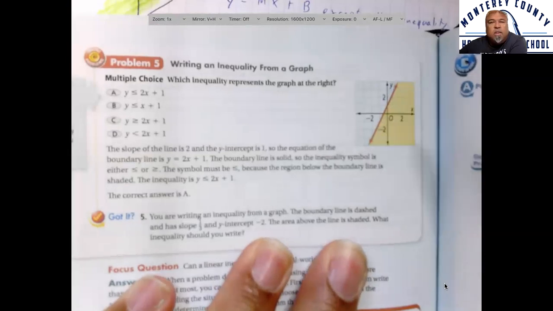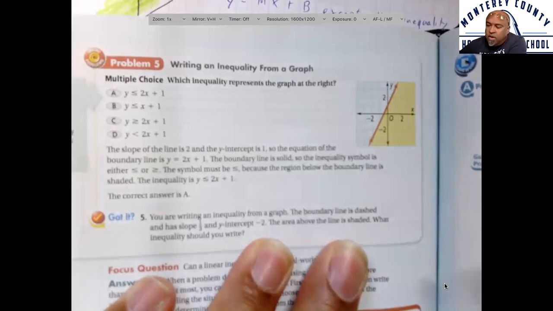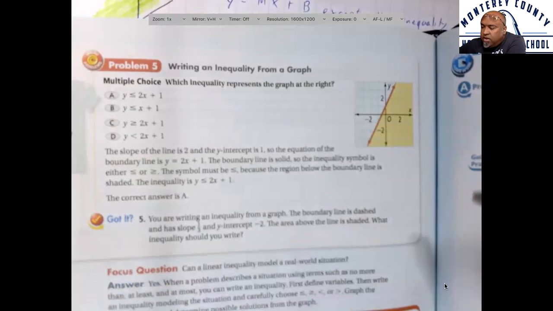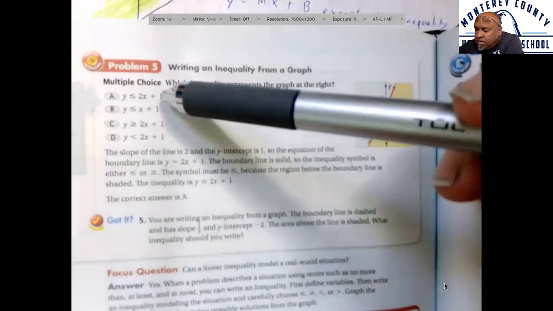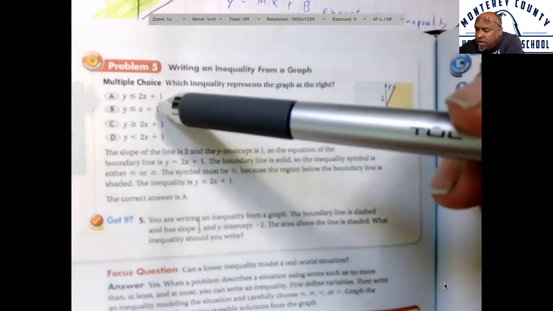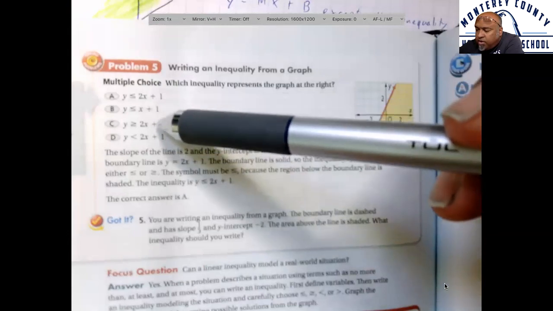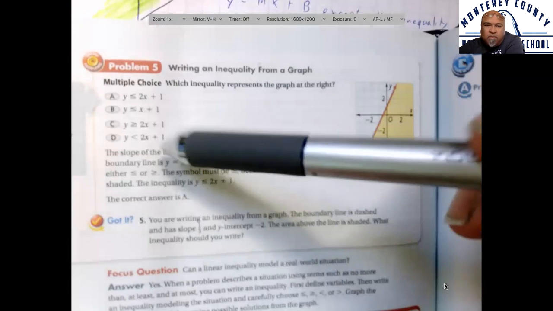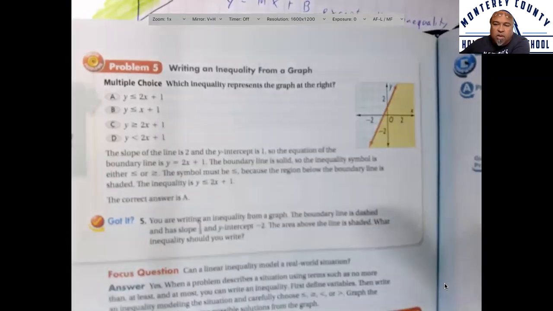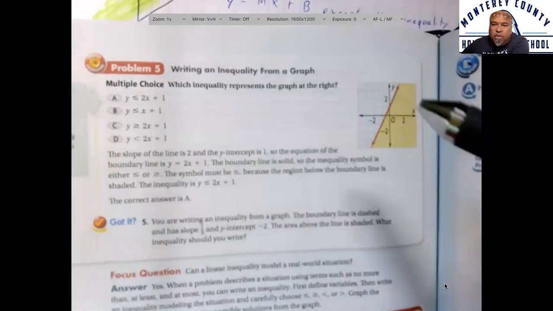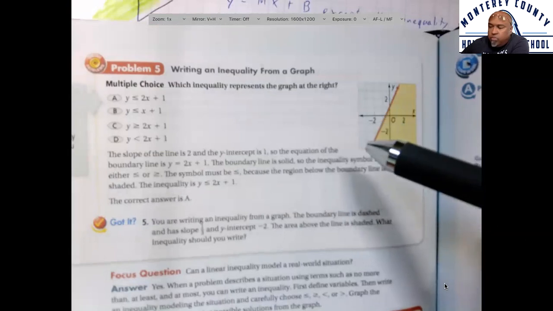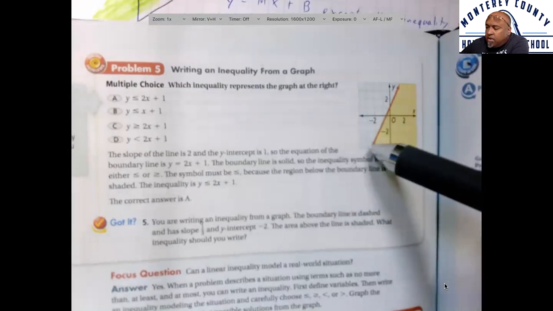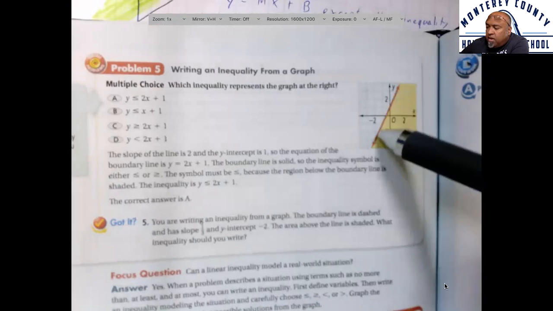So a solid line indicates that it is a closed inequality. Okay, so let's take a look. I have a closed for A, I have a closed for B, and I have a closed for C, but I have an open for D. So we know that D cannot be it. I'm obviously not going to write in my book and cross that out. But D can't be it because we have a closed inequality and a closed line.